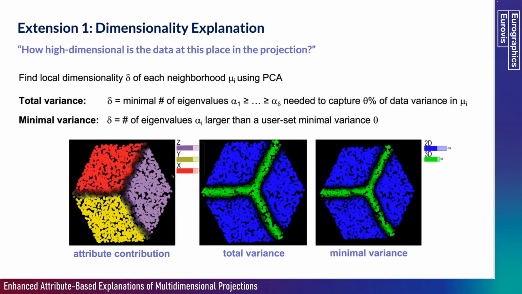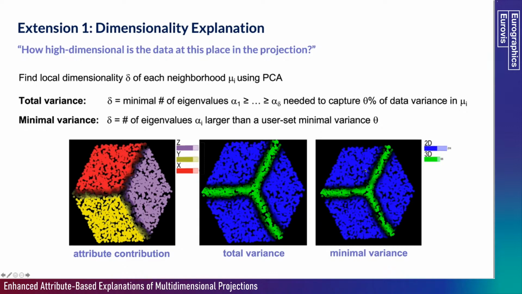In our paper, we extend the work of Da Silva with 2 additional explanations. First, we consider a dimensionality explanation. That is, we want to show the user how high dimensional the data is at every place in the projection. For this, for each neighborhood, we compute the local dimensionality, delta, using principal component analysis. And we tried 2 flavors of this. Total variance defines local dimensionality as the minimal number of eigenvalues needed to capture a given user percentage of the data variance, say 80 to 90% in the neighborhood. And minimal variance is the number of eigenvalues larger than a user set minimal variance.